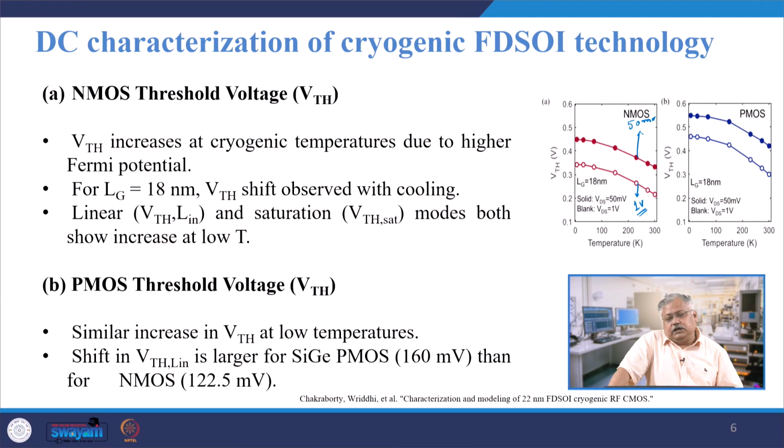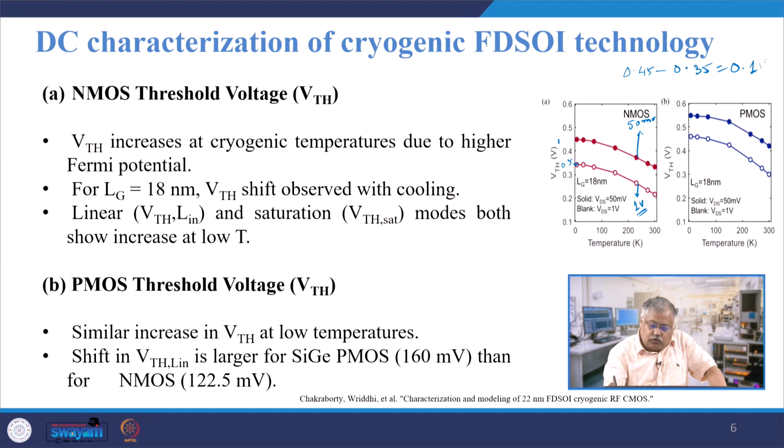Qualitatively, the graphs will not change if you move the gate length, the technology node, from 18 to 22 or 22 to 28. It remains almost the same qualitatively. Quantitatively, there will always be a change. If you look very carefully, the difference between the threshold voltage at this point and this point is, this is approximately 0.35, and this is approximately 0.45. So 0.45 minus 0.35 is approximately 0.1 volt. So I see a 0.1 volt change in threshold voltage by virtue of the drain voltage change from 50 millivolts to 1 volt, right?